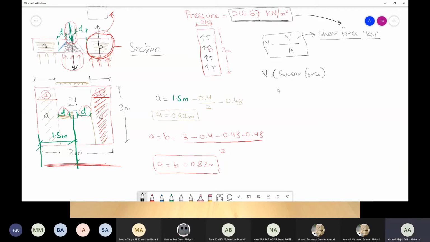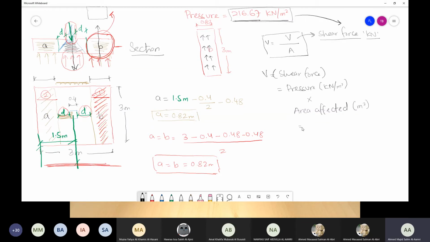So V, which is shear force, would equal to what? Would equal to pressure, which is in kilonewton per meter square. Now what is the area which is affected? Which area is going to be taken up? Which portion will be taken up? So I can say here that this is going to be the area which is affected. Now since it's an area, it is going to be in meter square.